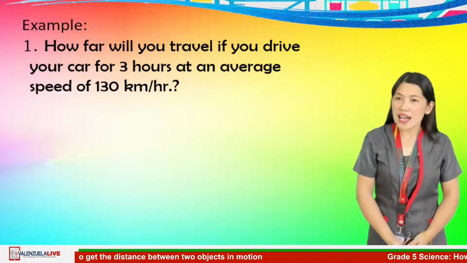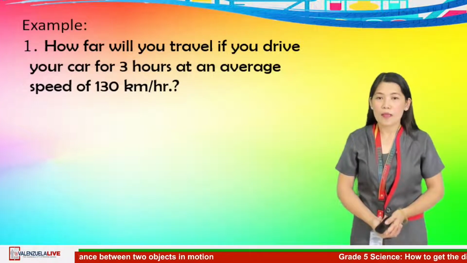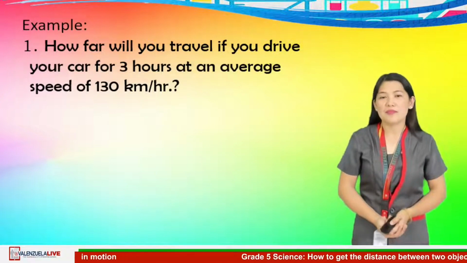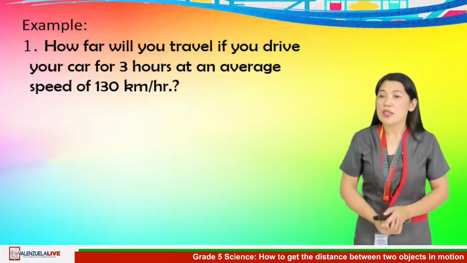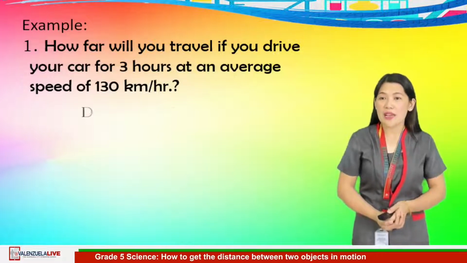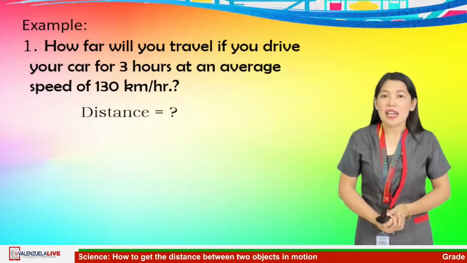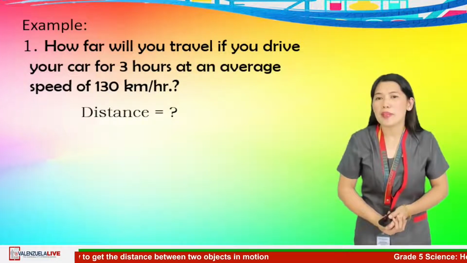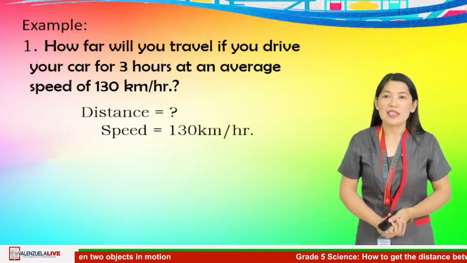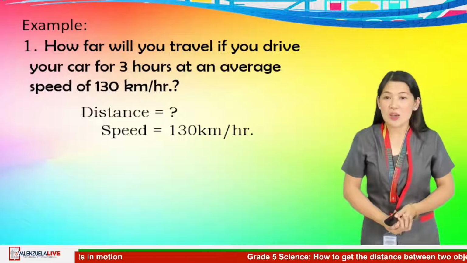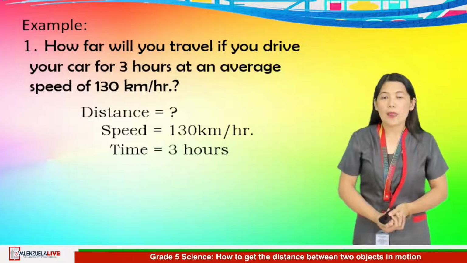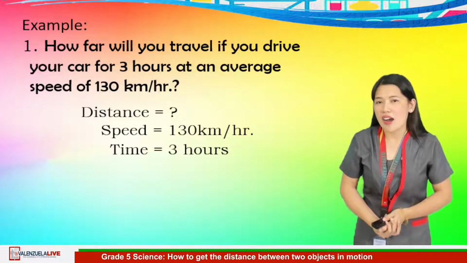Okay, what is asked in the problem? Very good. The problem is how far. The term how far refers to the distance. So, we are going to solve for the distance. And what are the given in the problem? You're right. The givens are speed, which is equal to 130 kilometers per hour, and time, which is 3 hours.